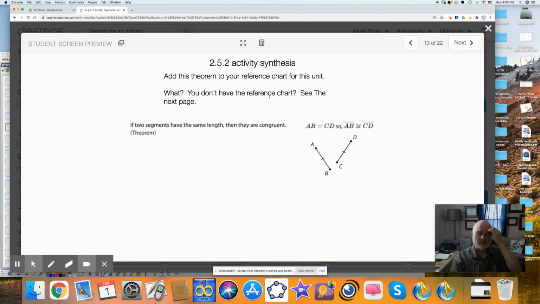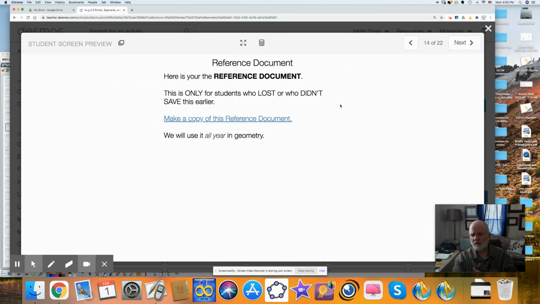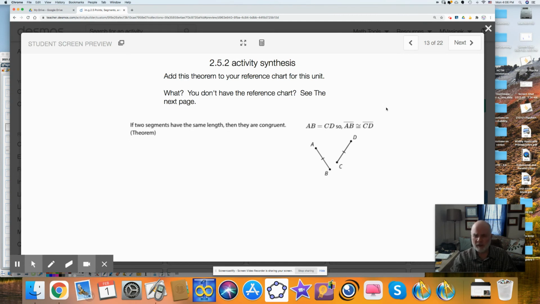Activity synthesis. You need to add this to your reference chart. If you're missing the reference chart, I've added a link on page 14 where you can copy this or download this. This is what you're filling in the blank. We will use this reference chart for the entire course, not just for the first half, but for the entire course. Here we have, if 2 segments have the same length, then they are congruent.